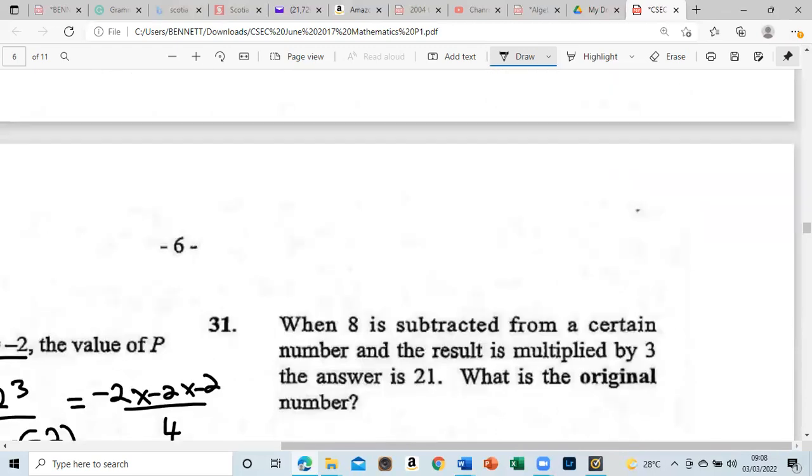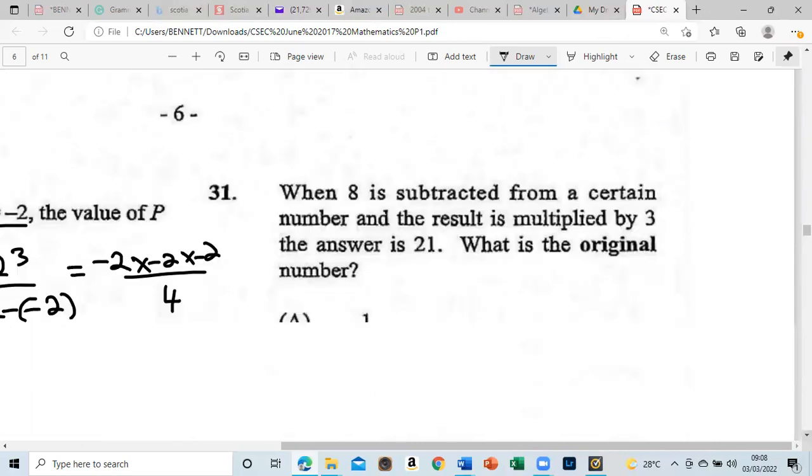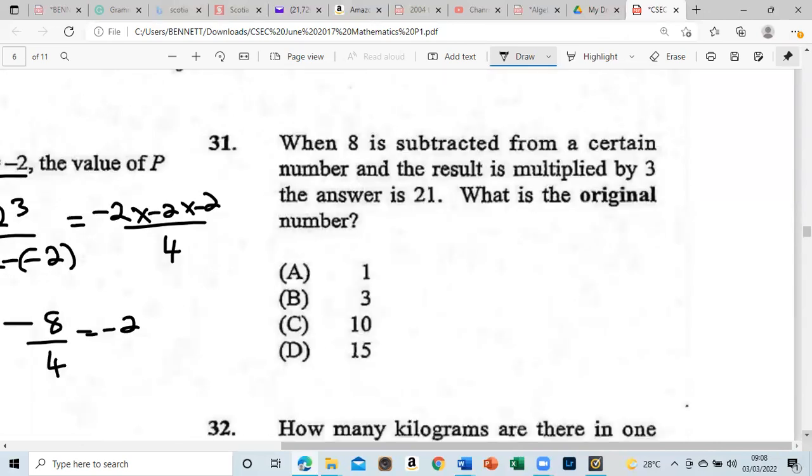We're at 31, and it says that when 8 is subtracted from a certain number and the result is multiplied by 3, the answer is 21. What was the original number? Right? So basically, you can ask yourself, what times 3 gives you 21? That could give you the answer. And that would be 7, so that's 15.